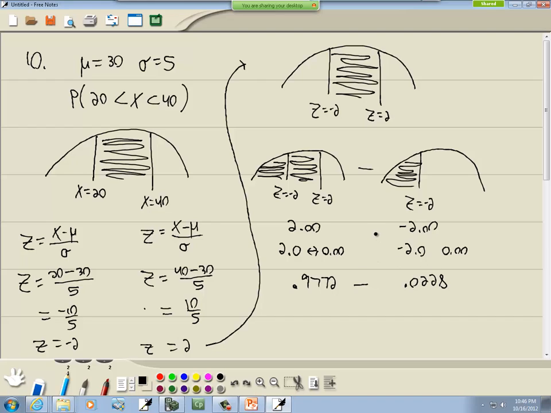Now there's a certain amount of symmetry here that I could have used to my benefit. I didn't want to worry about it though, but if I found the area to the left of -2, that's the same as this right here, and the fact that these all add up to 1, I could use that to very easily come up with it. But again, I'm trying to keep it basic, always looking at the area to the left.